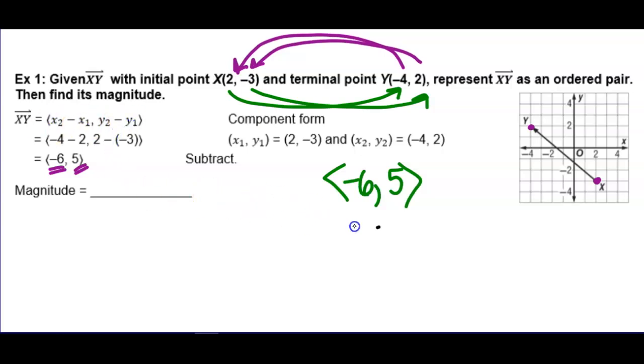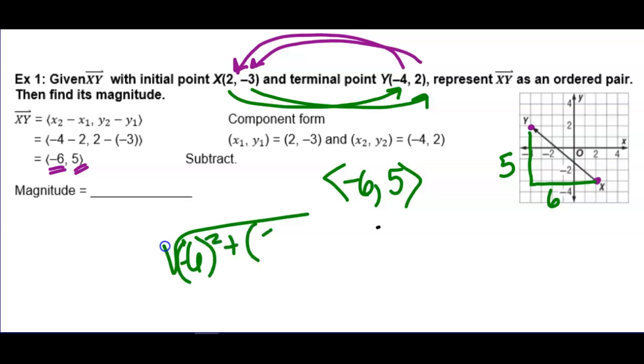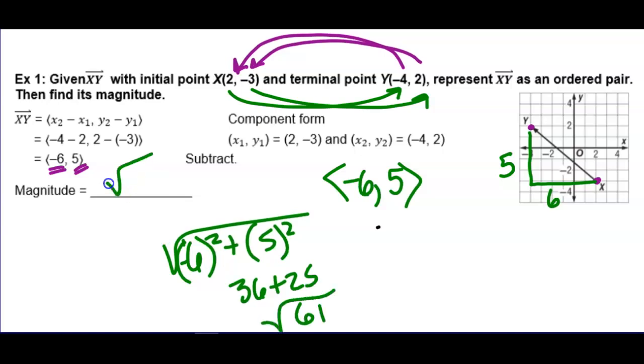Then to find the magnitude, well, we know it went left and up. So we're just going to do Pythagorean theorem. So we get 36 plus 25 is 61. The square root of 61 is the magnitude. That's it.